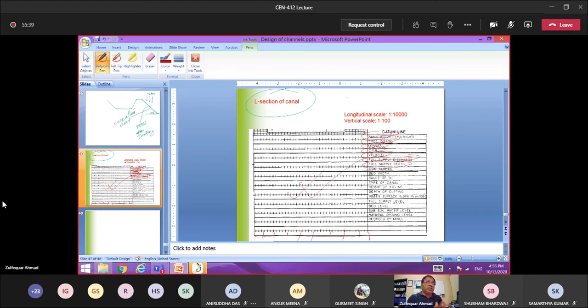From a construction point of view, this L section of the canal is provided to the site engineer, and from that the site engineer extracts, in a proper way, at different chainages, what is the bed width, what is the side slope, what is the Manning coefficient, what is the velocity. This is a summary sheet, you can say.